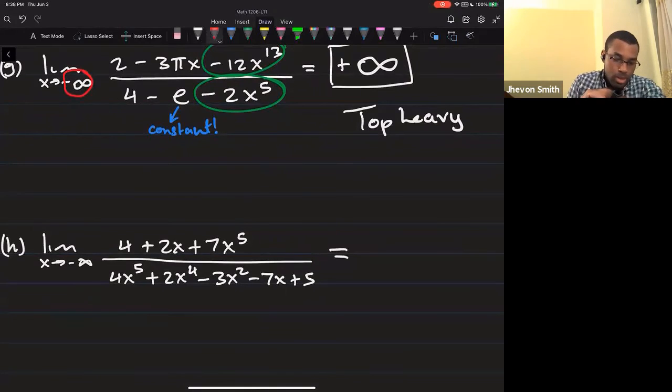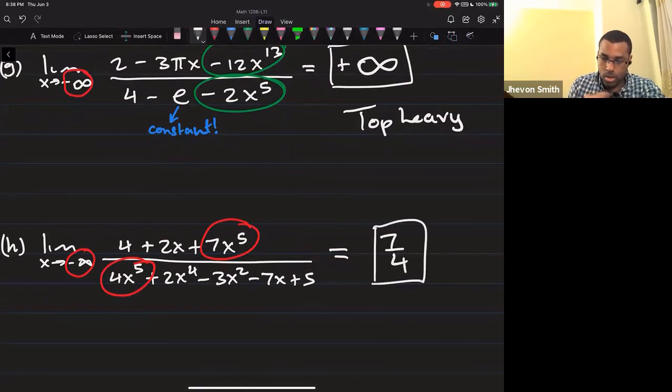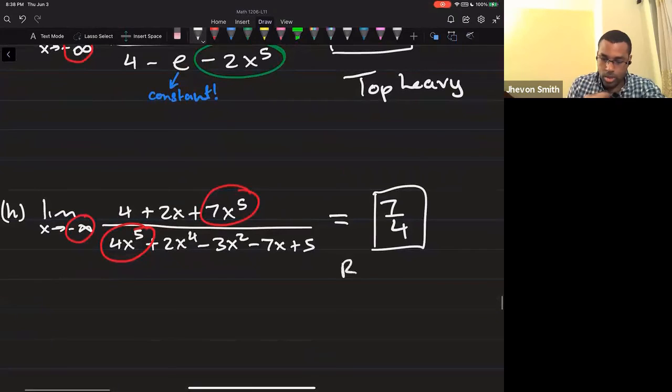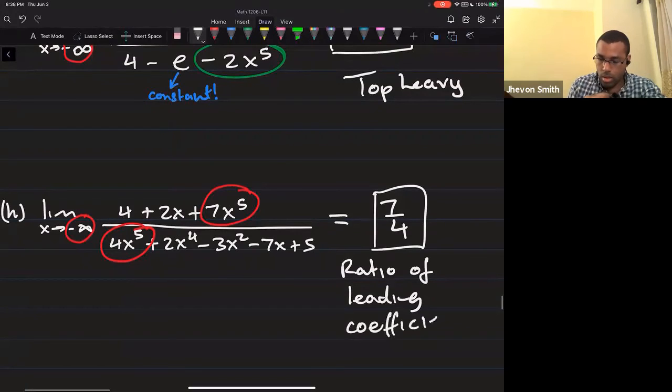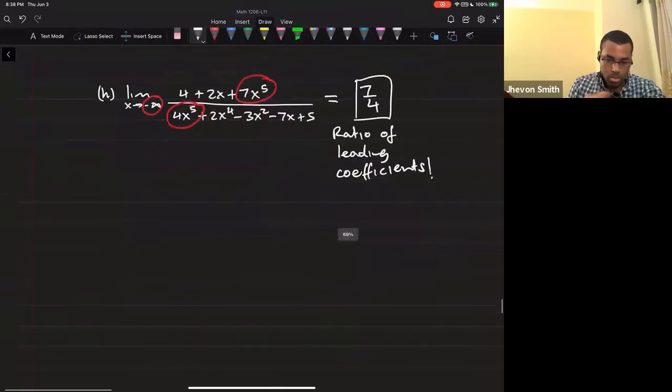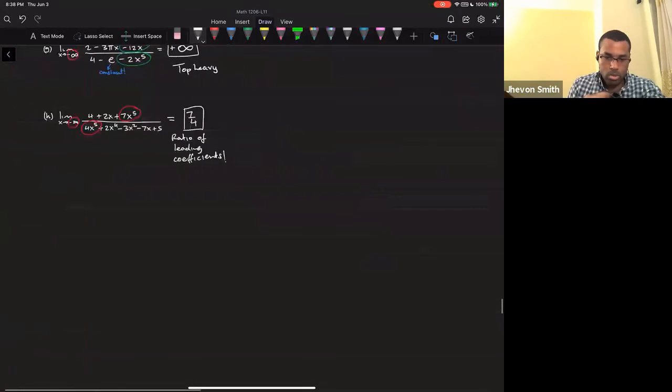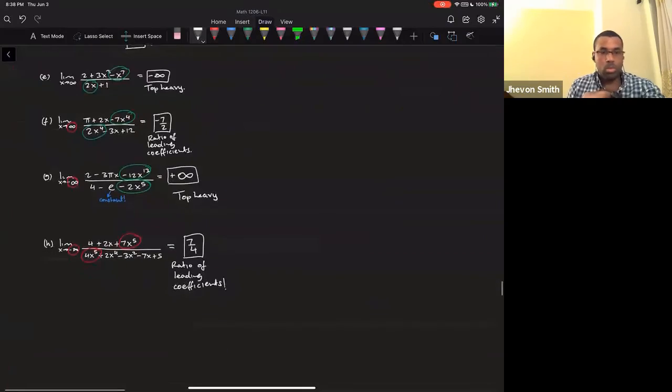This one, limit at infinity. Find the biggest guys. Answer here is 7/4. Ratio of leading coefficients. Do we have any more? No.